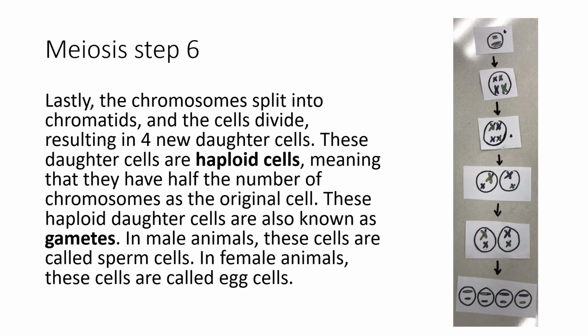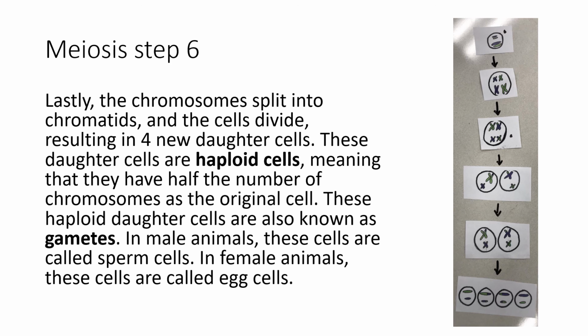And now we are in our last step. So lastly, the chromosomes split into chromatids and the cell divides, resulting in 4 new daughter cells. These daughter cells are haploid cells, meaning that they have half the number of chromosomes as the original cell. These haploid daughter cells are also known as gametes. In male animals, these cells are called sperm cells. In female animals, these are called egg cells.